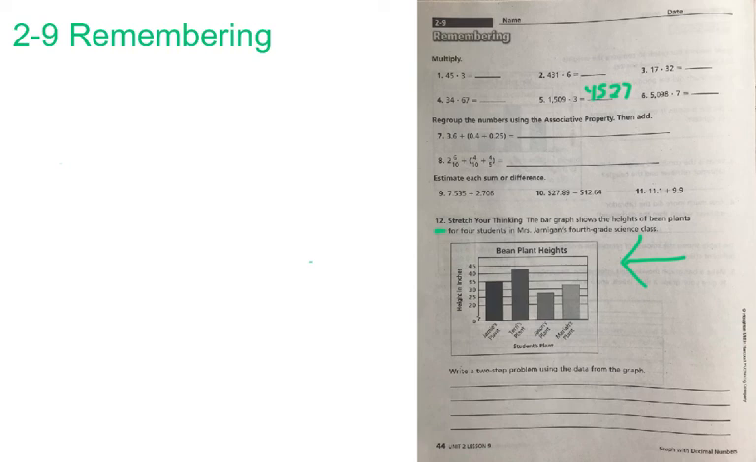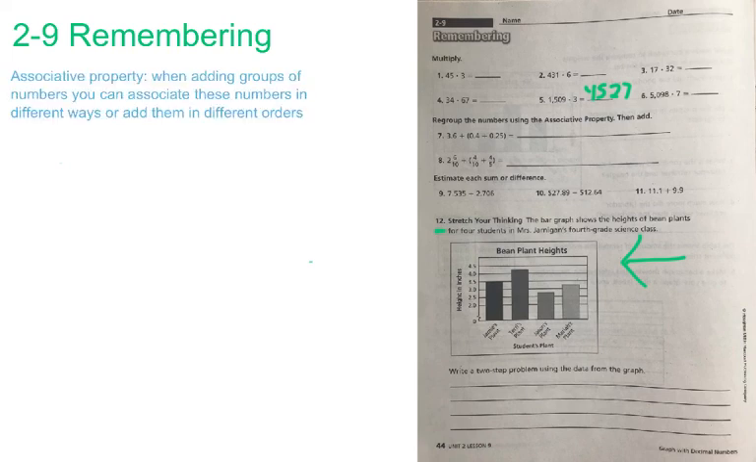In our next section here, it says regroup the numbers using the associative property. And remember, class, that the associative property just means that you can group the numbers in different ways and still end up with the same answer, or you can associate those numbers together in different ways and still come to the same answer. So we'll go ahead and we'll look at number 7.